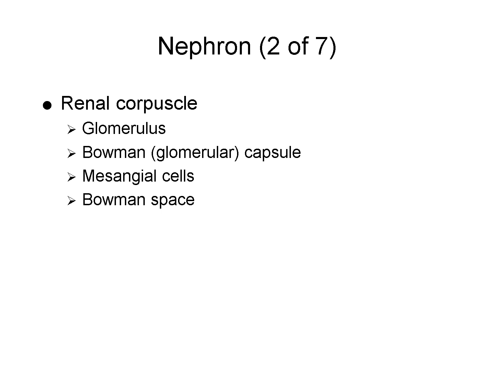The renal corpuscle is the starting point of the nephron and includes the glomerulus and Bowman's capsule. Blood is filtered through the capillaries in the glomerulus, with the filtrate entering Bowman's space. Mesangial cells within the glomerulus provide structural support and regulate blood flow. Together, these components form the foundation of renal filtration.